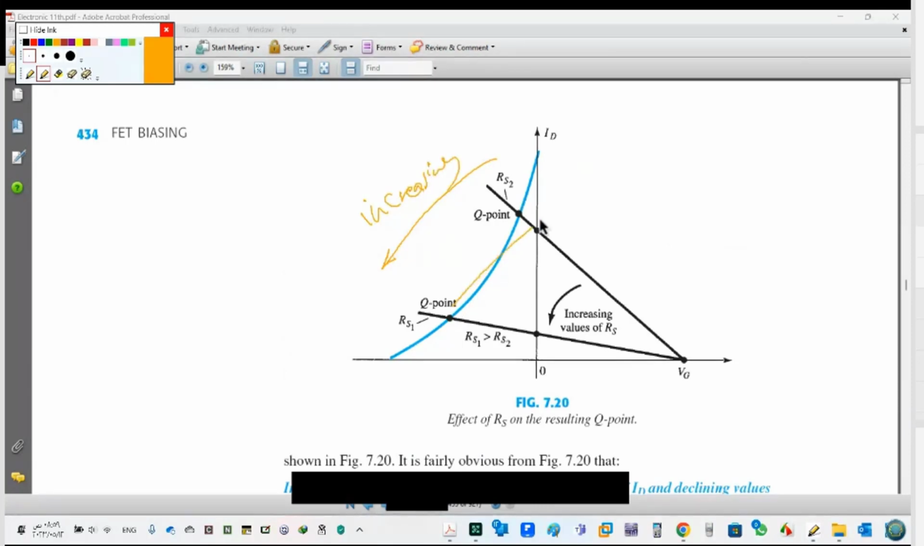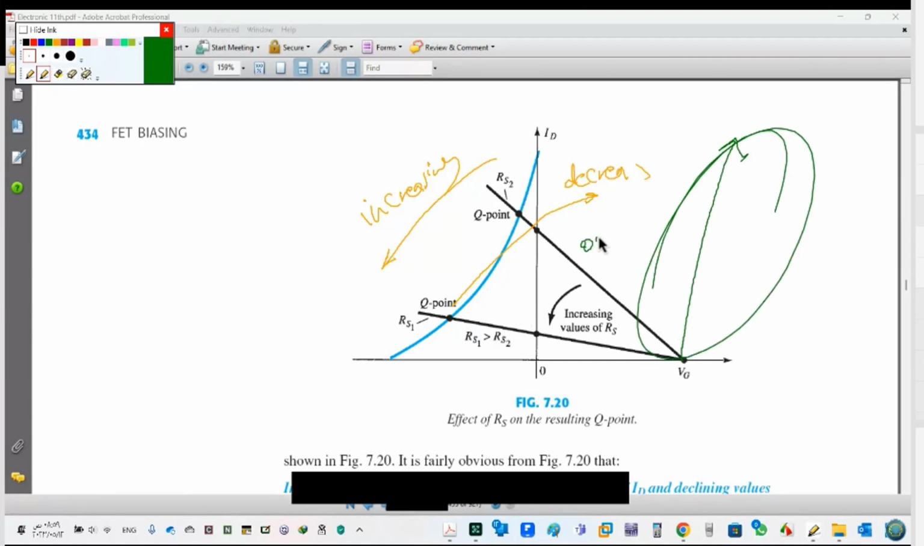And if I decrease RS, take care: for some point, maybe my line goes out of the working area. So take care about RS. This is the issue.